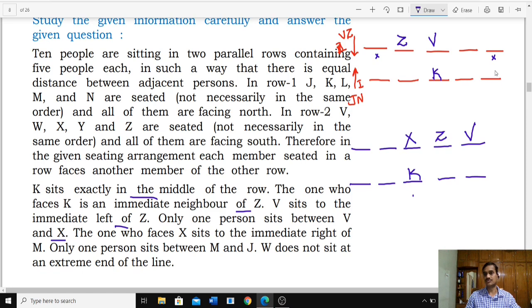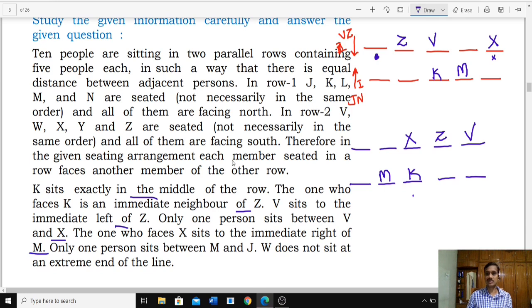M must be here. If X is here, M must be here. Now in this case, if X is here, M must be somewhere here. Not possible. X cannot be here. Hence X is here. The one who is facing X is to the immediate right of M. M is here. Next one.